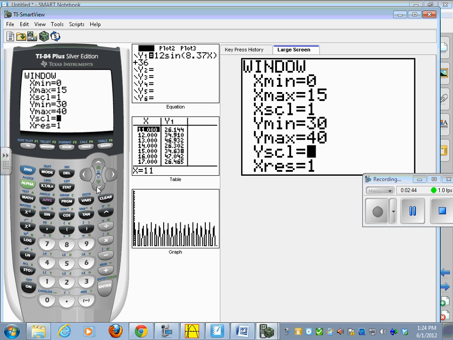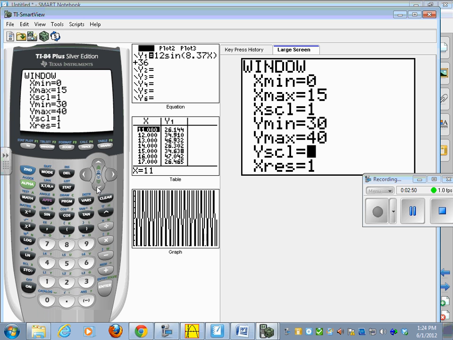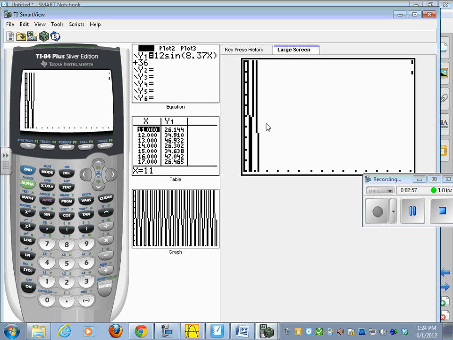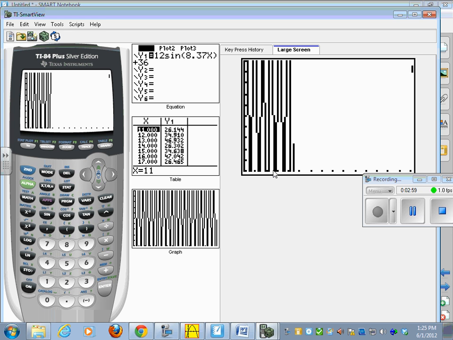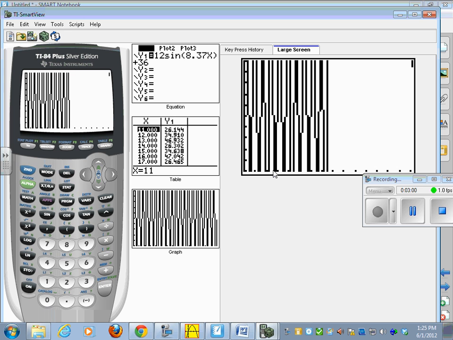Now my x min and my x max. Now we have no idea what to guess here. Let's just take a wild guess, and I got 0 to 15. Well, let's see what that looks like. When I graph 0 to 15, I get something like this. So yeah, lots of mumbo jumbo.